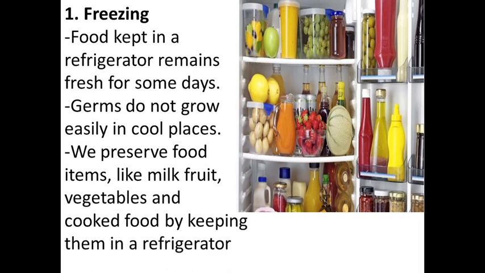Ask your mother which food items she keeps in the refrigerator, or observe your refrigerator. Your mother keeps milk, raw fruits, vegetables, some cooked food in the refrigerator. For what? For preserving the food. So when you keep food in the refrigerator, that method is known as freezing. See which food items we keep: I have written here milk, fruits, vegetables and cooked food, and that process is known as freezing. Understood? It is a simple method.